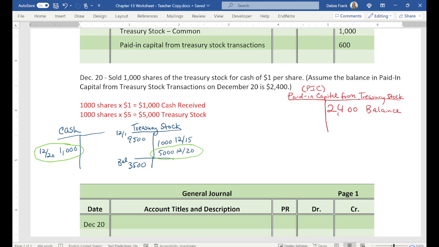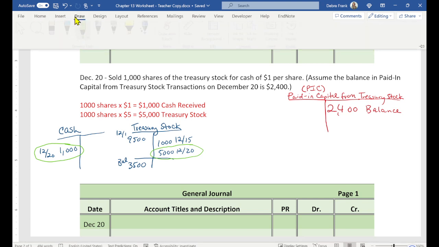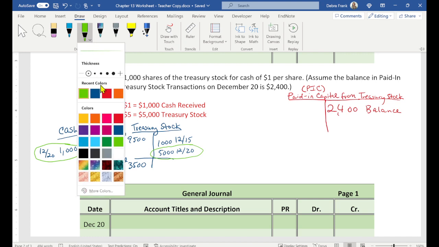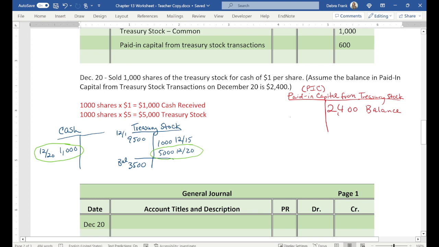So we need 4,000, 4,000 for debit. Well, I only can take up to what I have for paid in capital for treasury stock. So I only can debit up to 2,400. So let's just go ahead and do that. And then we're going to have to take from retained earnings in order to balance. And so I'll show you that in a second. So we can only zero out our paid in capital, and this is December 20th.